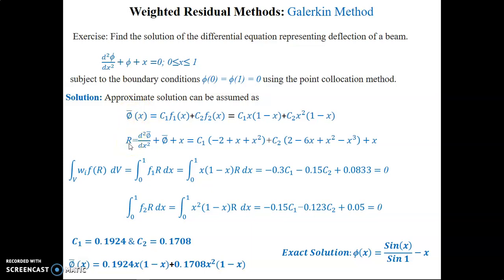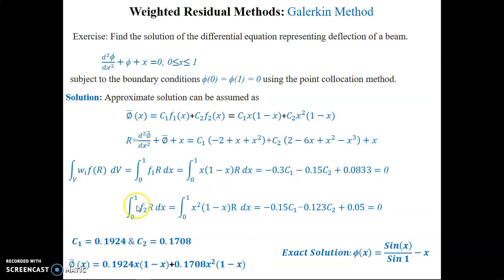The residue will be obtained. Now the residue will be multiplied with f1(x), the first trial function, and we will perform the integration over the entire domain from 0 to 1. Once we get the value of f1 times R and integrate it over this solution domain, we will equate it to 0, and we will get the first linear algebraic equation.